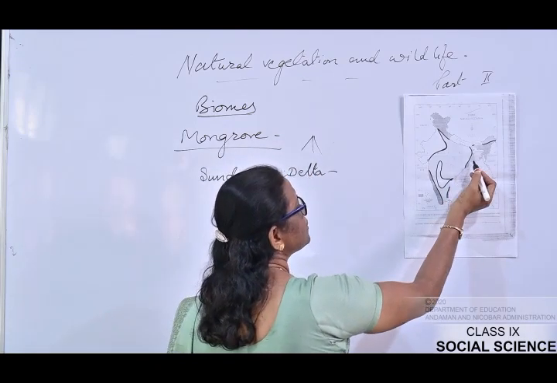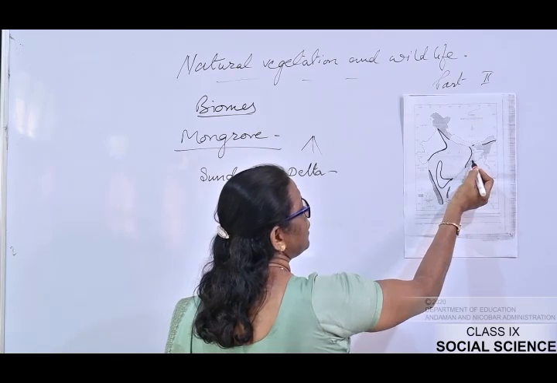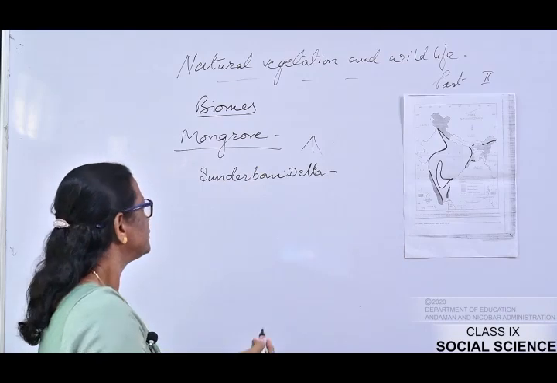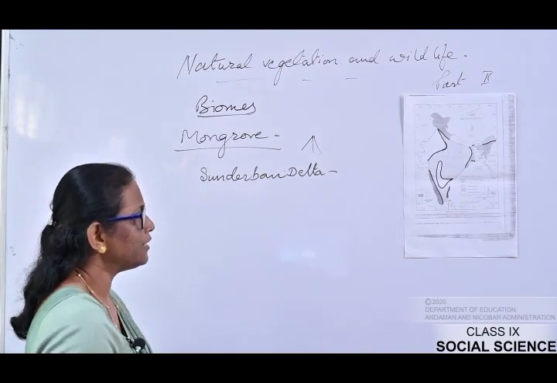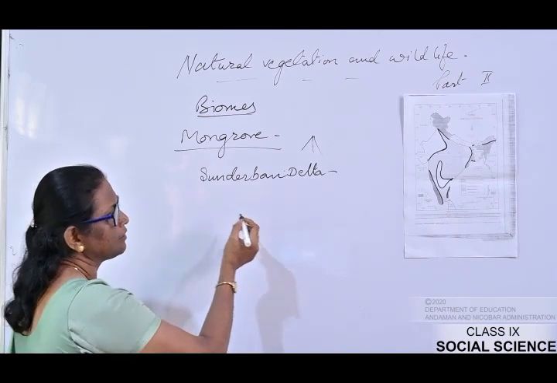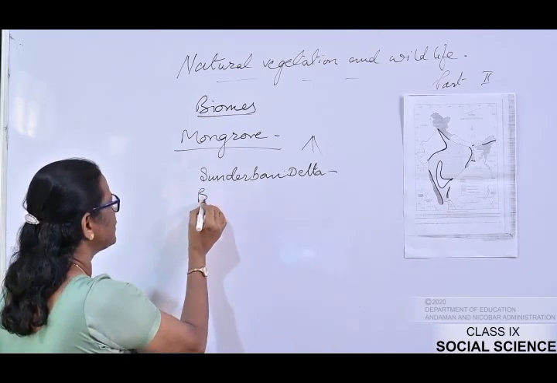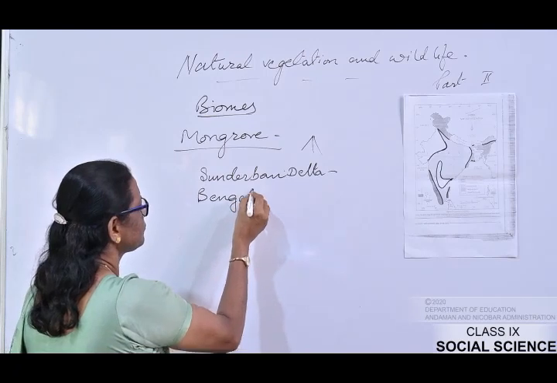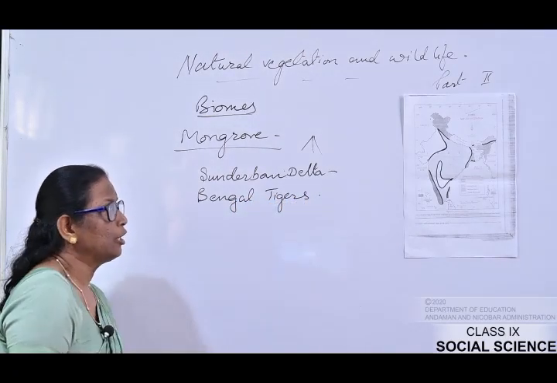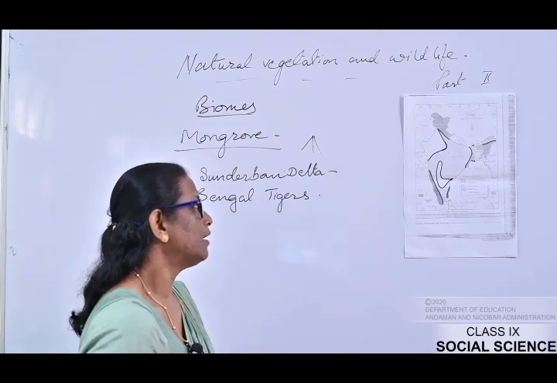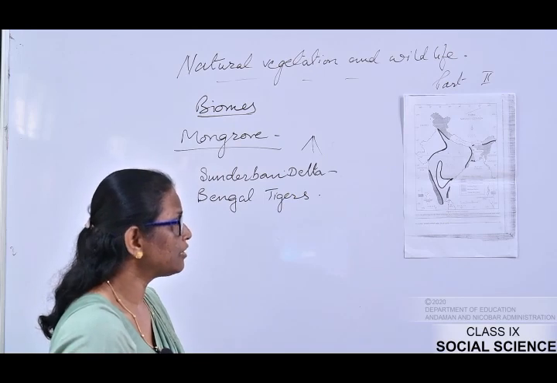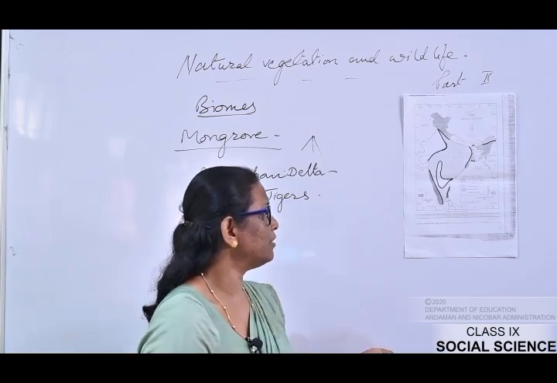So you will be asked for map work, that is in this area you can show in your map. Sundarban delta, what kind of animals are found? Here you know Bengal tigers, these Bengal tigers are very famous. With that crocodiles, gharials are there, and lots of types of snakes are found in this area.